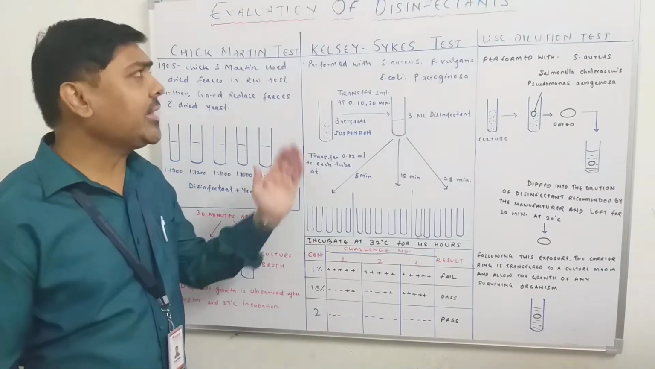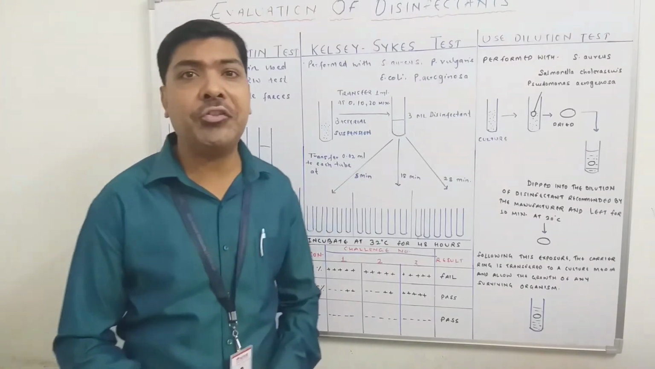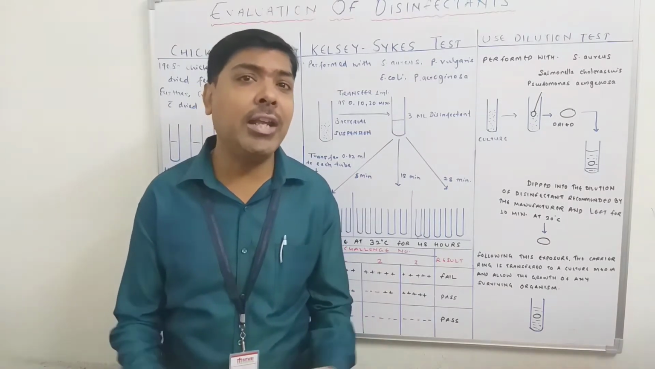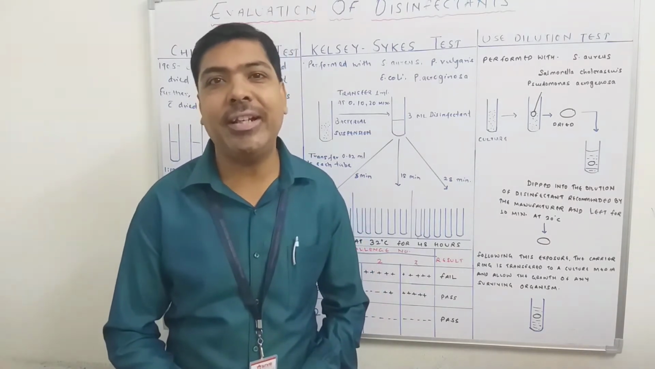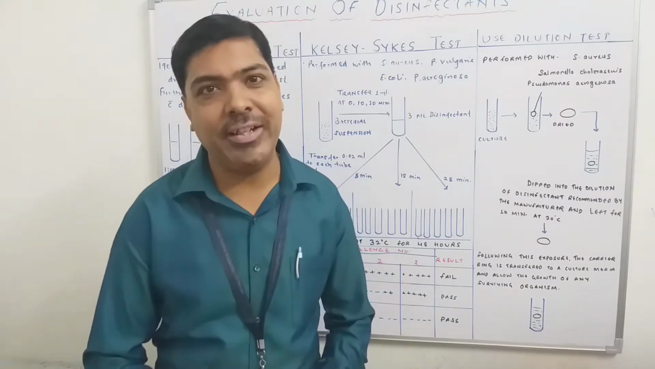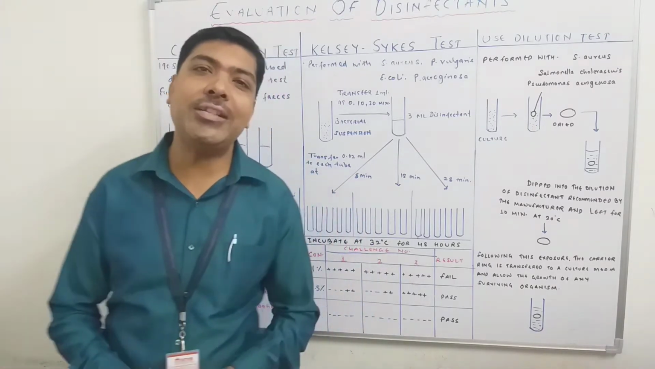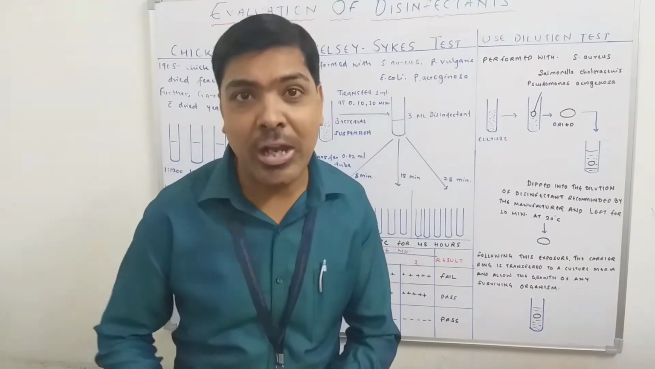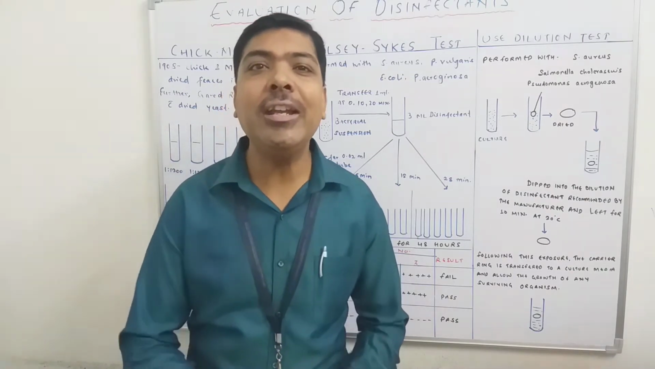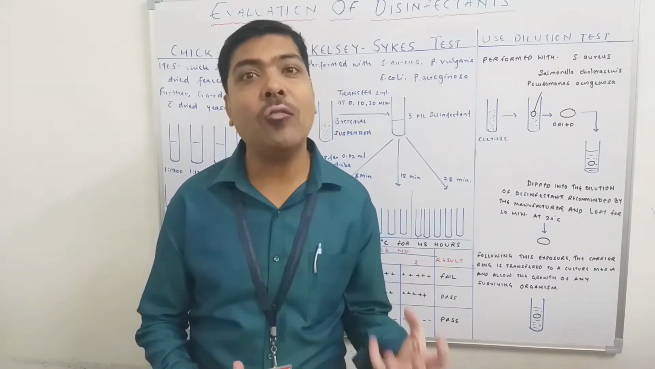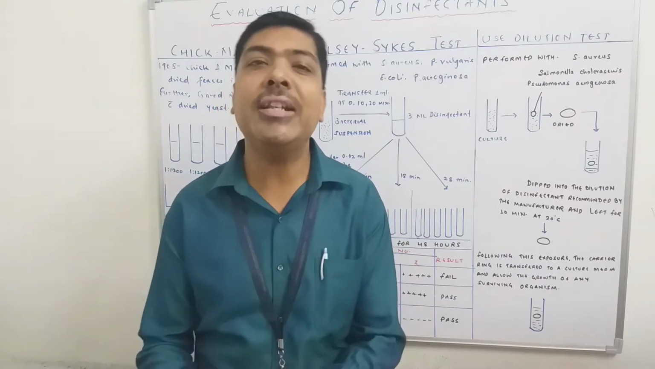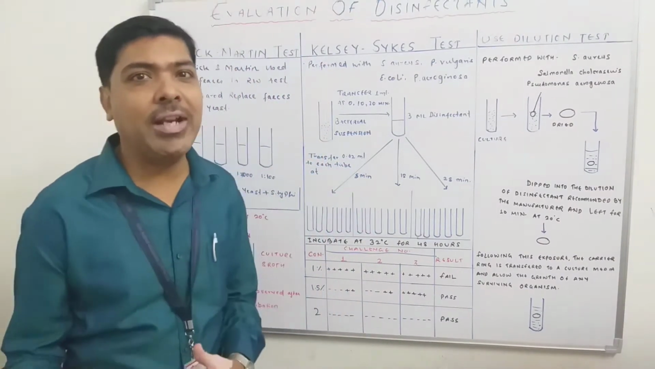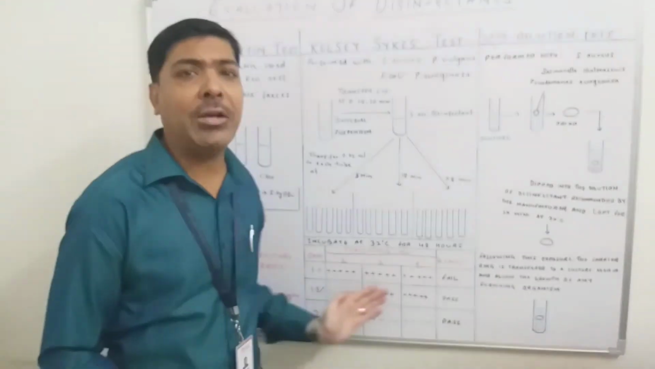Now, coming to the next test, which is also used for the evaluation of the disinfectant, it is called the Kelsey-Sykes test. Another name of the Kelsey-Sykes test is the capacity test. As the name itself suggests, here we are trying to evaluate the capacity of a disinfectant, the capacity of killing the microorganism at a particular concentration. This can be understood in a better way by observing these particular figures.